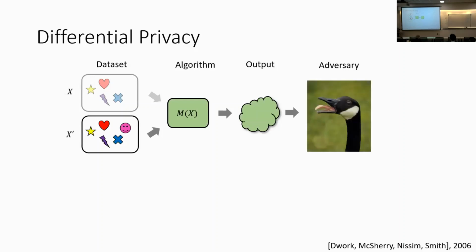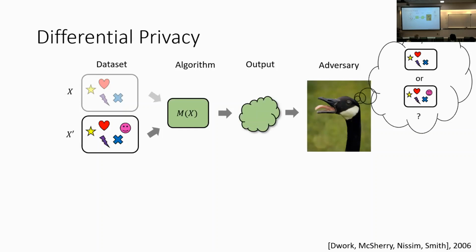Now, the idea is an adversary is going to look at the output of this algorithm, and based on this output, they have to decide whether the input data set was either X or X prime. And if we say that the adversary can't really tell whether X or X prime was the input, then the algorithm is differentially private. That's the intuitive definition. It tries to mask the contributions due to one individual in terms of how they propagate into the output.